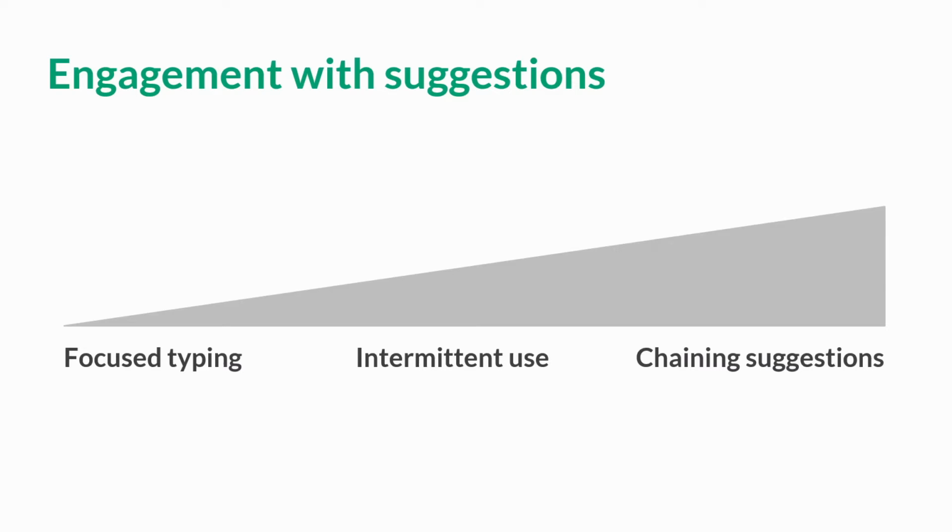We also looked at patterns of engagement with suggestions based on a hidden Markov model analysis. And we found varying levels of engagement with suggestions, varying both within and between users. For instance, on the one hand, we have focus typing, manual typing without checking suggestions, without using suggestions. Then we have intermittent use of suggestions, where people combine their own typing with some suggestions in between. And on the other hand, we have chaining suggestions where people combine multiple suggestions in a row.